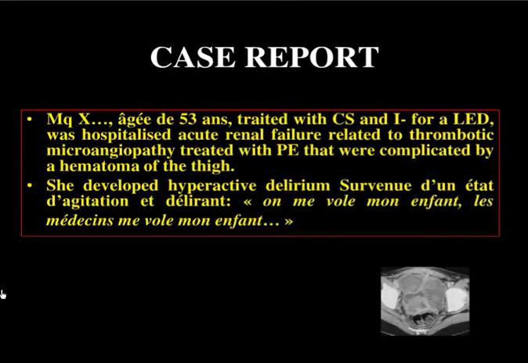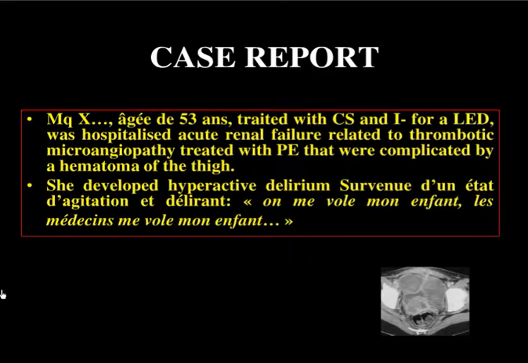This patient was hospitalized in our ICU for a thrombotic microangiopathy. She had, in fact, a lupus, which was treated with steroids and immunosuppressive agent. And she was treated with plasma exchanges, and she had a hematoma of a thigh. And she developed a hyperactive delirium.